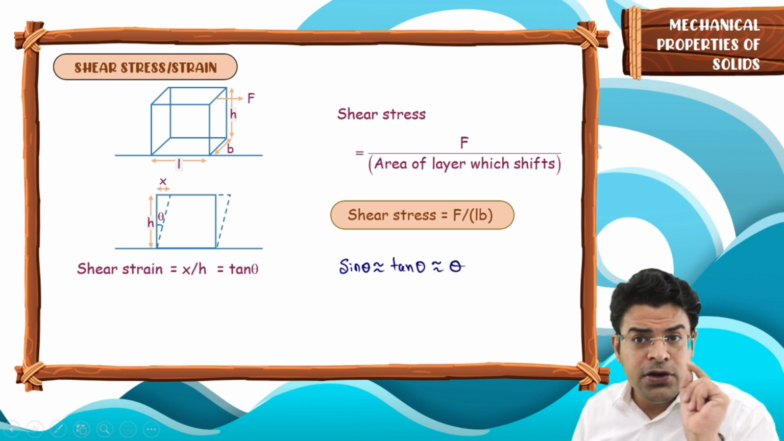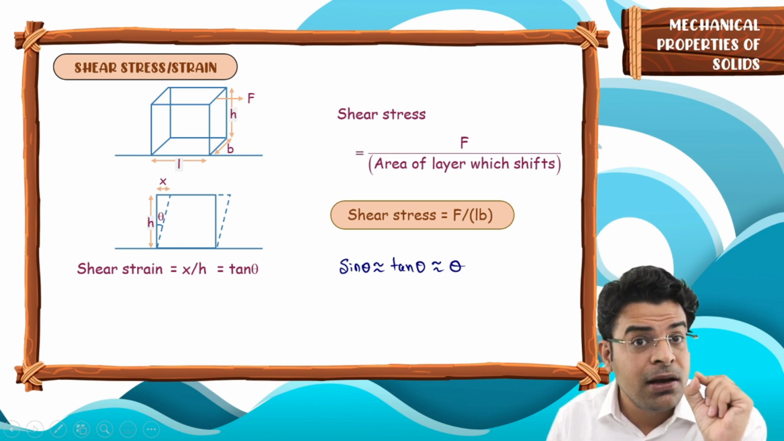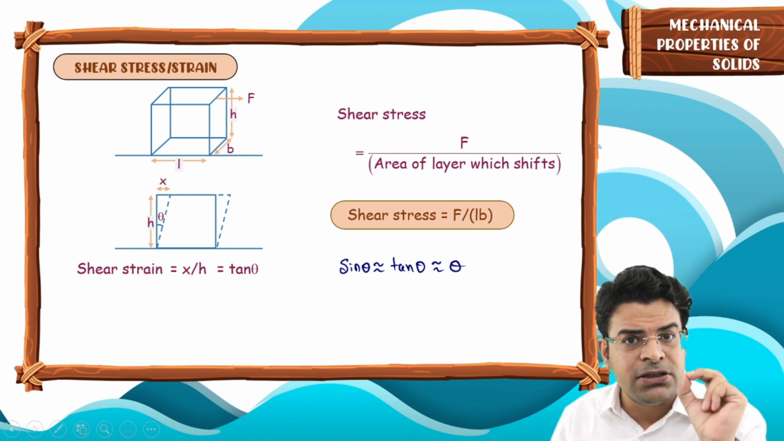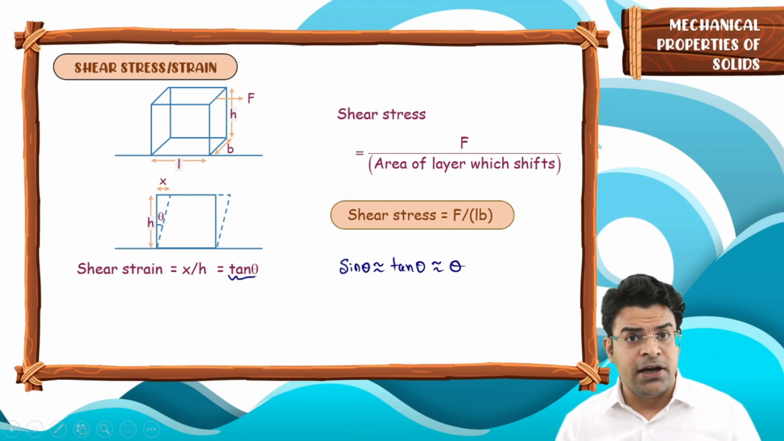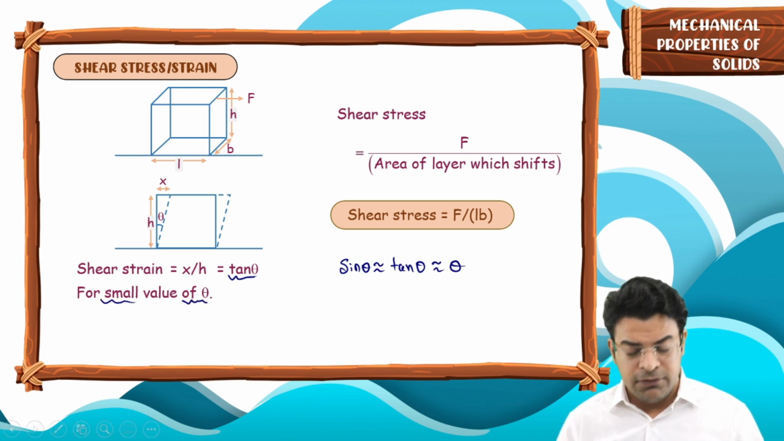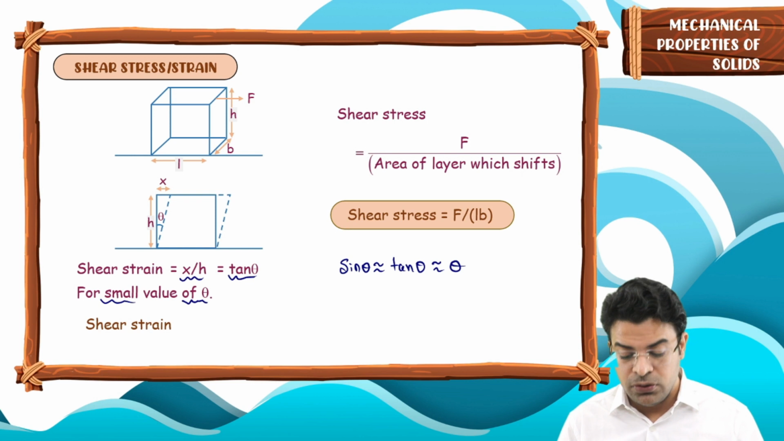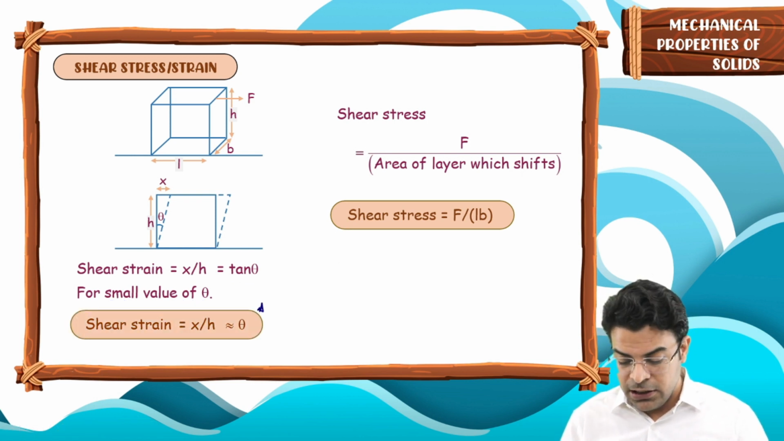When you do this, you have to be really cautious that you should take theta in radian. You must take theta in radian. So here, in place of tan theta, you can even write theta. So we will say for small value of theta, the shear strain equals x by h, nearly equal to theta. Better remember that here theta should be taken in radian.